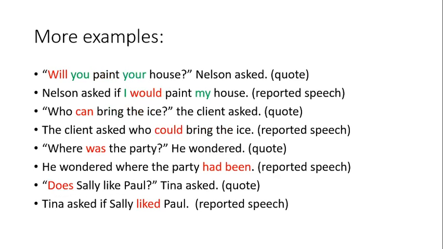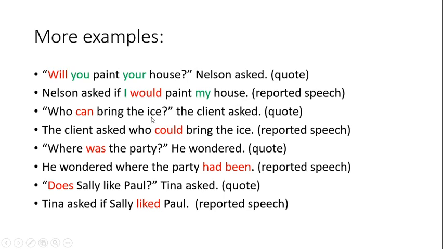Another example of this would be, "Will you paint your house?" So this is the quote. You see how in the reported speech, because this is a yes/no question, we use the connector if, we change the order to a normal sentence, and we change the tense. The auxiliary will changes to the opposite, would, and the order is the order of a normal sentence.